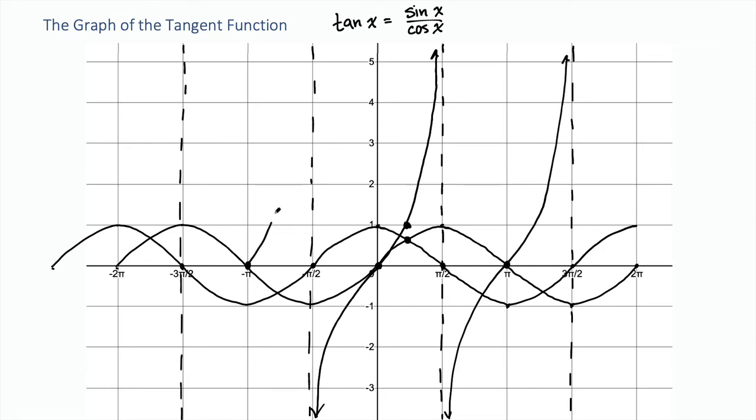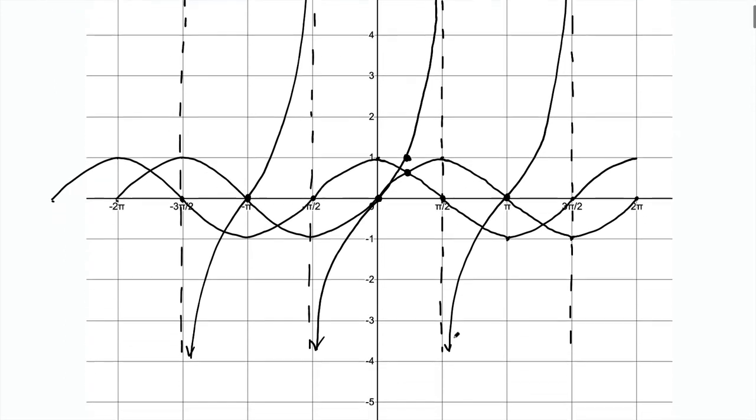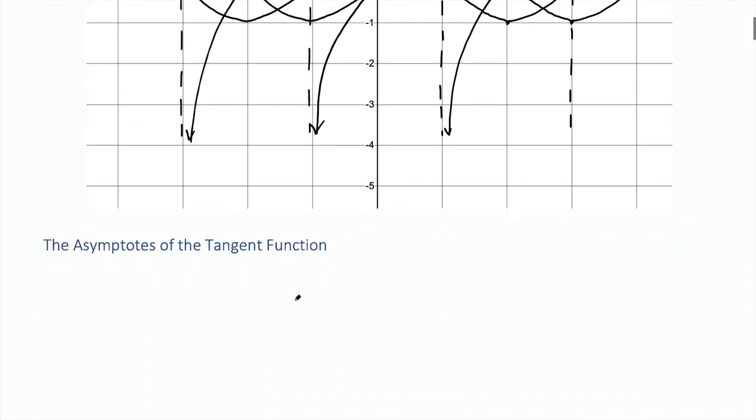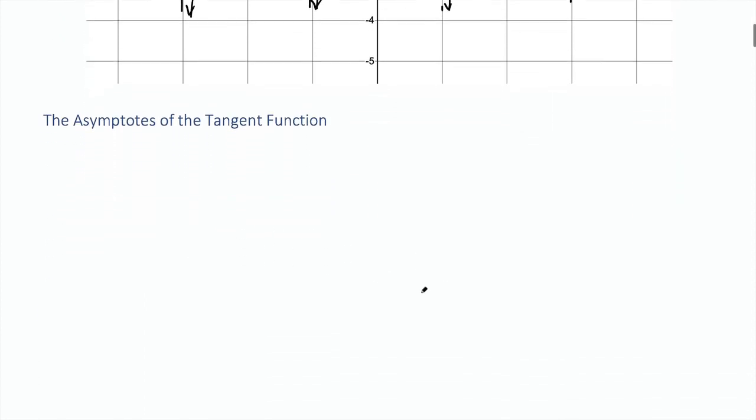So there's the sketch of the graph of tangent of x. It just repeats over and over again, and we see that it has a period of 2 pi. Now, the graph of tangent is actually quite easy to do if you've got the asymptotes. So what we're going to do is look at the easy way to get the asymptotes of the tangent function.